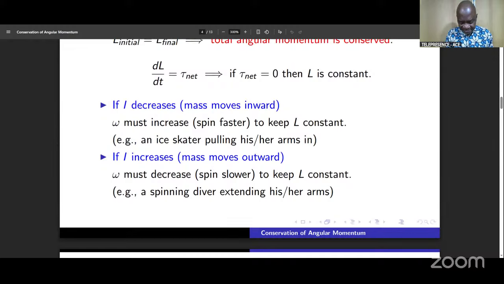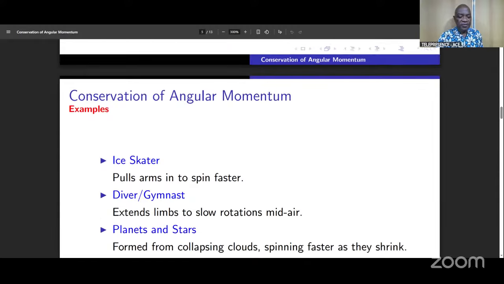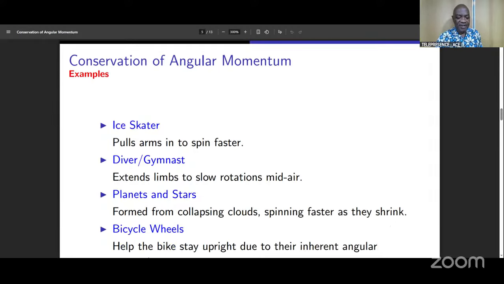Okay, similarly, if I increases, then omega must decrease to compensate. So these are some examples in the real world where conservation of angular momentum is observed or seen. Like the case of the ice skater that we talked about.